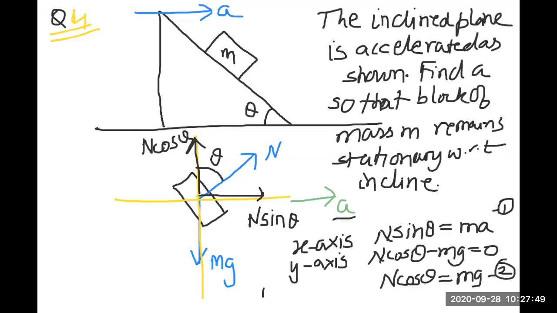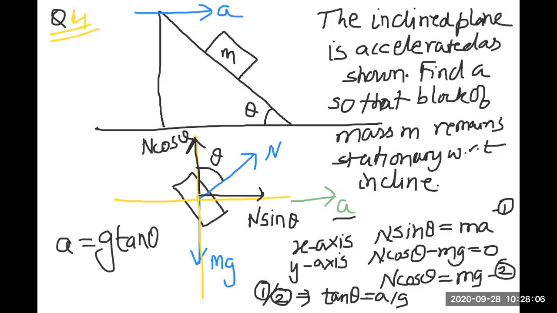And what would happen if you divide equation number 1 and 2? On the left hand side, you will get tan theta. On the right hand side, you will get a upon g. So a is equal to g tan theta. This is the acceleration for which the block will remain stationary on the inclined plane. Right? Did you understand this?